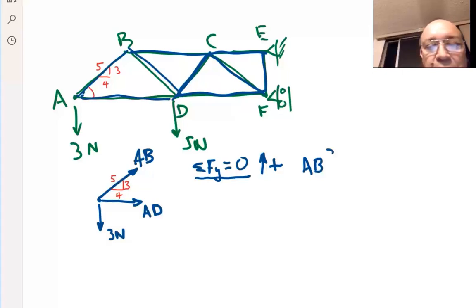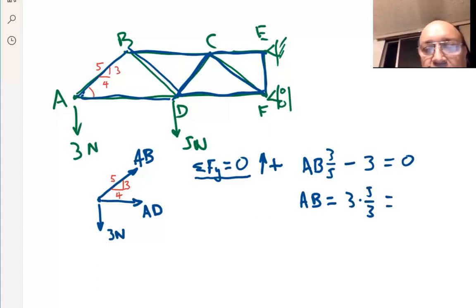3/5. 3/5. And then what? -3. Minus 3 equals 0, right? Okay, so AB equals 3 times 5/3, right? Equals 5. Positive, right? Yeah. So I just found that AB is tension. So I can put here tension because I got positive.